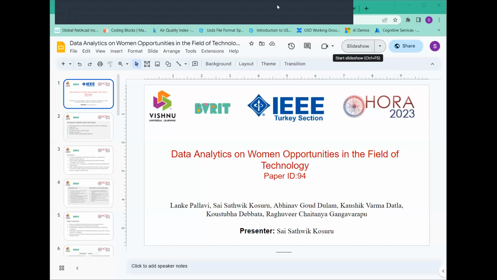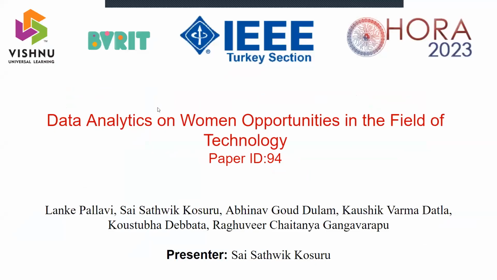Okay, sir. So now coming to our research paper, it is on data analytics on women opportunities in the field of technology, and our ID is 94. We are a team of 6 authors, and I am the presenter here, Sai Satvik Kosuru. We are from BVRIT, BV Raju Institute of Technology, and we are working under the Association of Vishnu Society, Sri Vishnu Educational Society. So we are thankful to our institution for providing this opportunity.